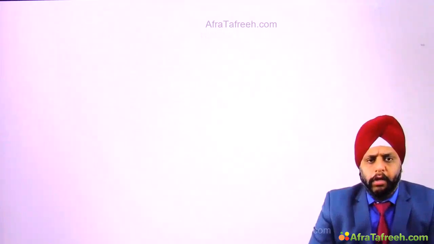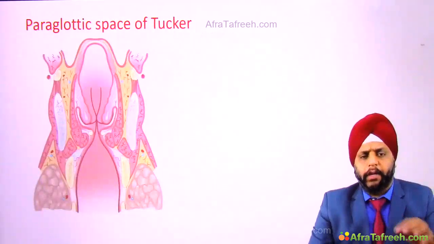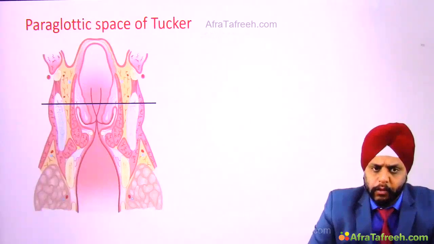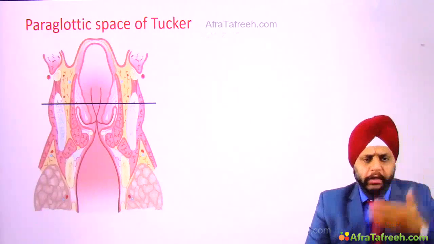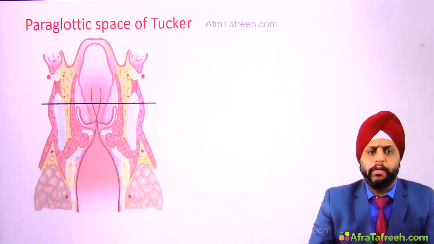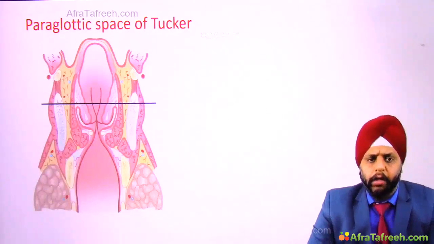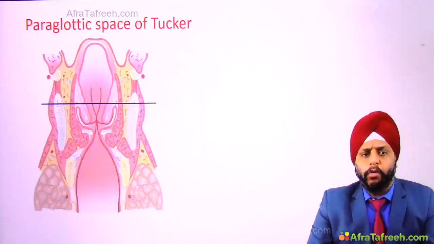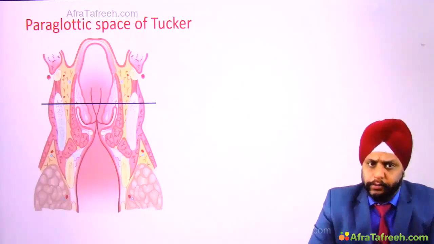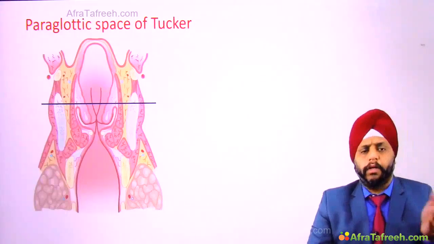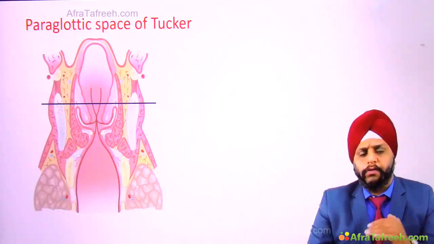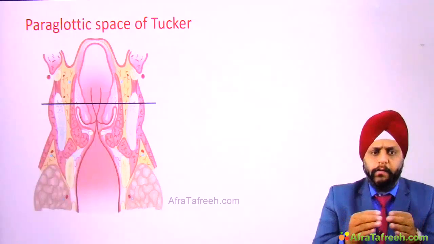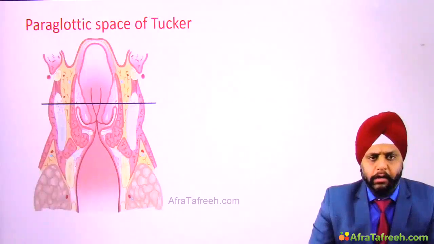Okay, now let's do one thing. Let's take this paraglottic space of Tucker and draw a cross section. What I'm going to do is, you see, this is the coronal cross section. We are looking at the coronal cross section from behind. Now I'm going to convert the coronal cross section into an axial cross section. So what do we see on the sides? On the sides over here, we see the thyroid cartilage.